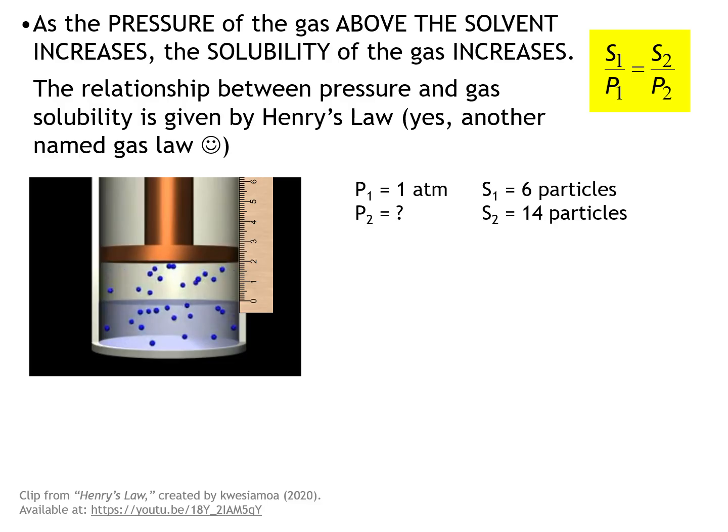So let's use Henry's law to calculate what the final pressure is. Plug in the numbers and solve for the final pressure, and it's 2.3 atmospheres. That goes to show that this animation was a pretty good demonstration of Henry's law. We cut the volume in half, and the pressure increased, as did the solubility of the gases.